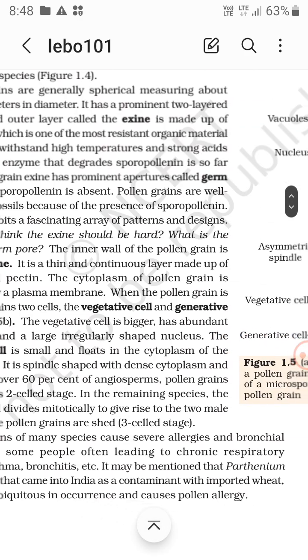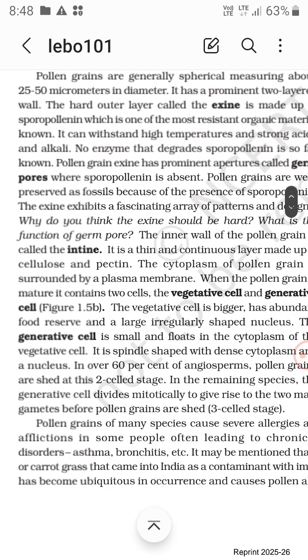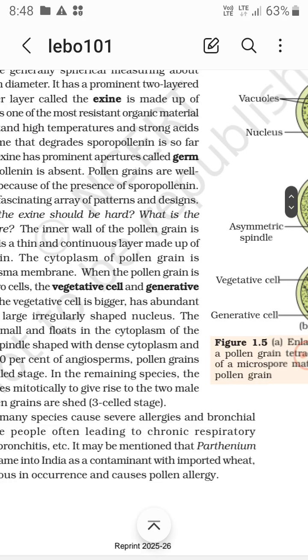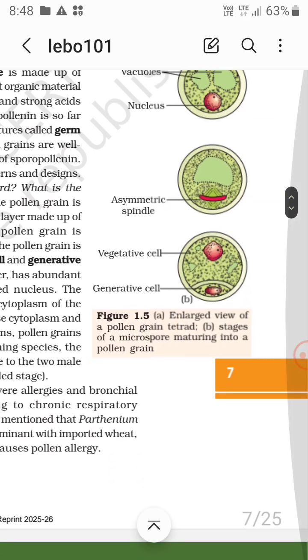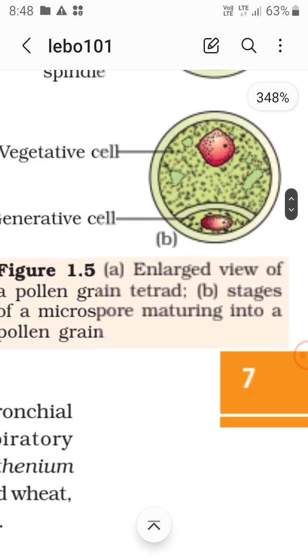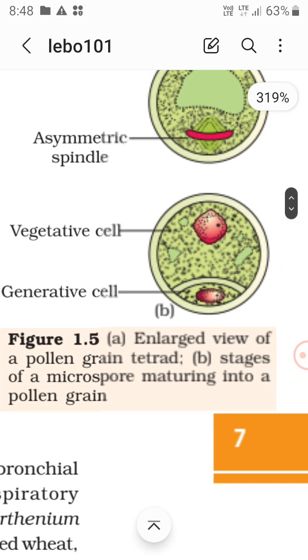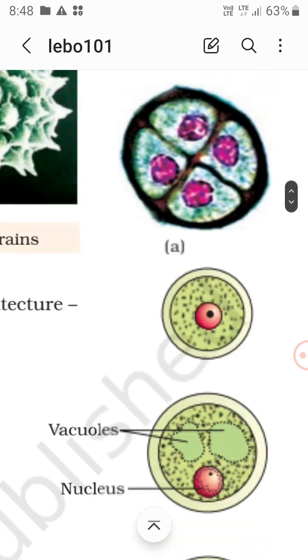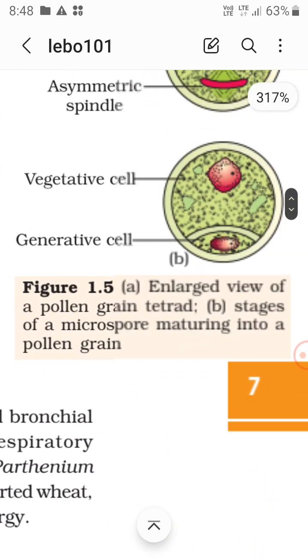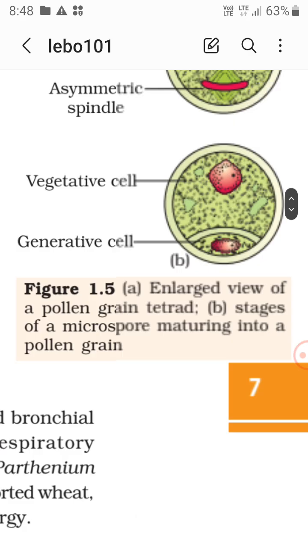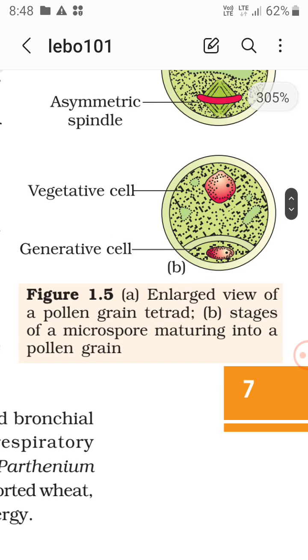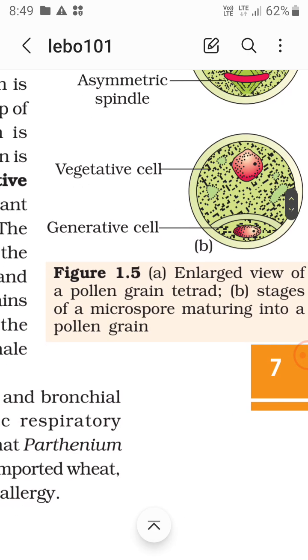The generative cell is small and floats in the cytoplasm of the vegetative cell. It is spindle shaped with dense cytoplasm. So this is the vegetative cell and generative cell, as you can see. This is an enlarged view of a pollen grain tetrad. The first image is a pollen grain tetrad, and B shows the stages of microspore maturing into a pollen grain.